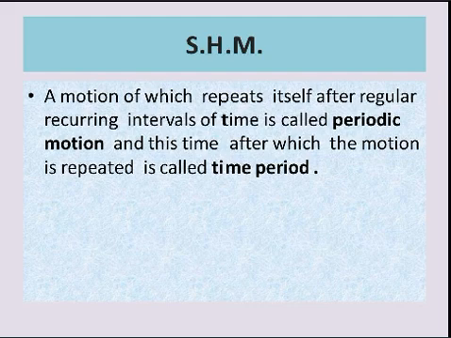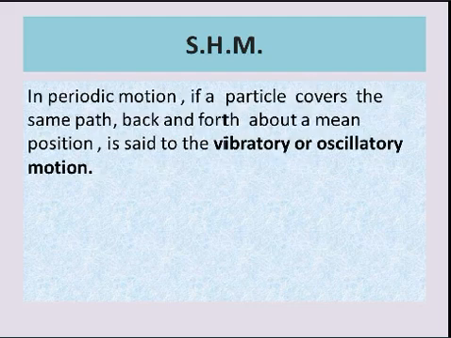And dear students, the words which are appearing in bold letters are very important. You should remember this from fill in the blanks as well as MCQ point of view. In periodic motion, if a particle covers the same path back and forth about a mean position, it is said to be vibratory or oscillatory motion. Very important, such motion is called as vibratory or oscillatory motion.